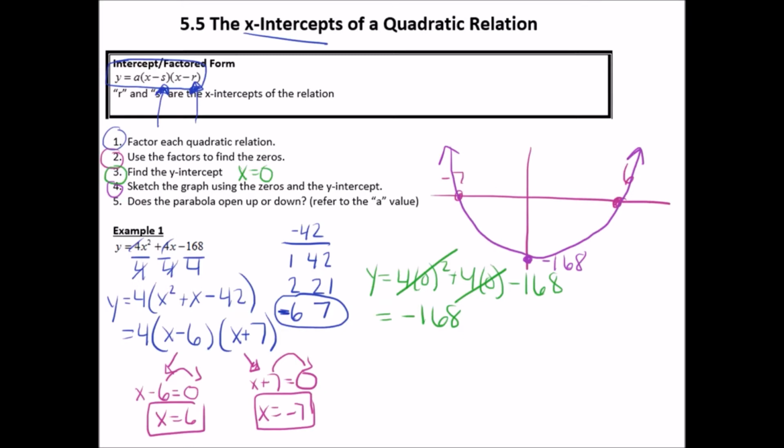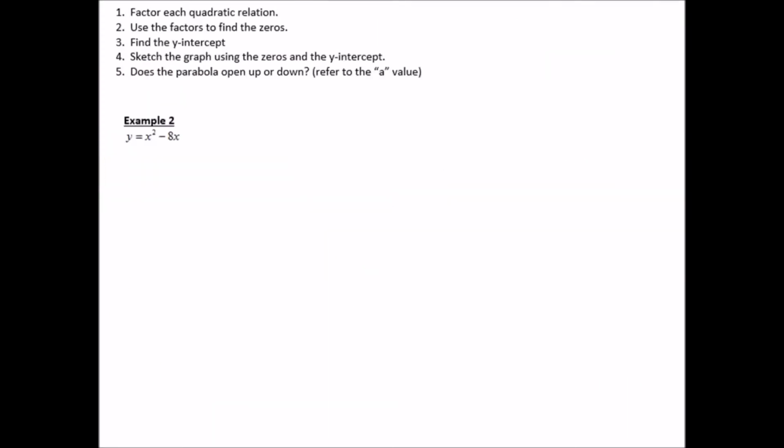And here is just a little note for number 5. Our parabola opens up. Happy face opens up. Now let's refer to the a value. Our a value is the 4. So when our a value is positive, our parabola should open up. So this parabola works.